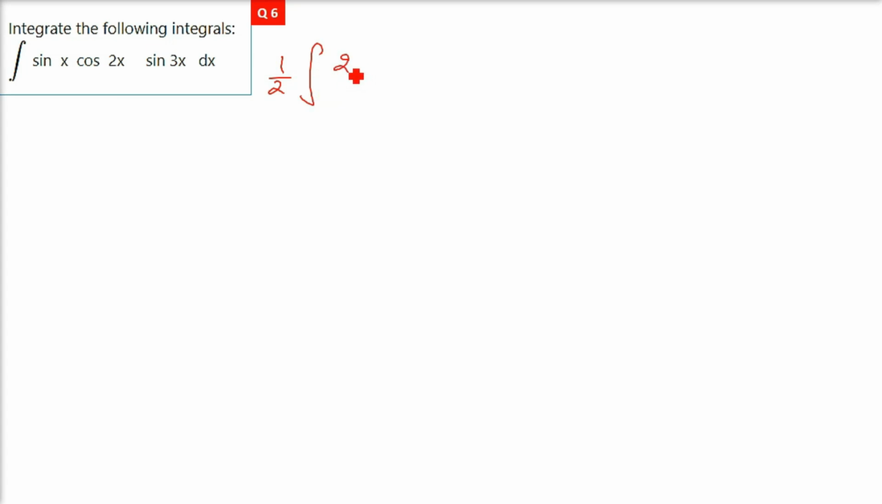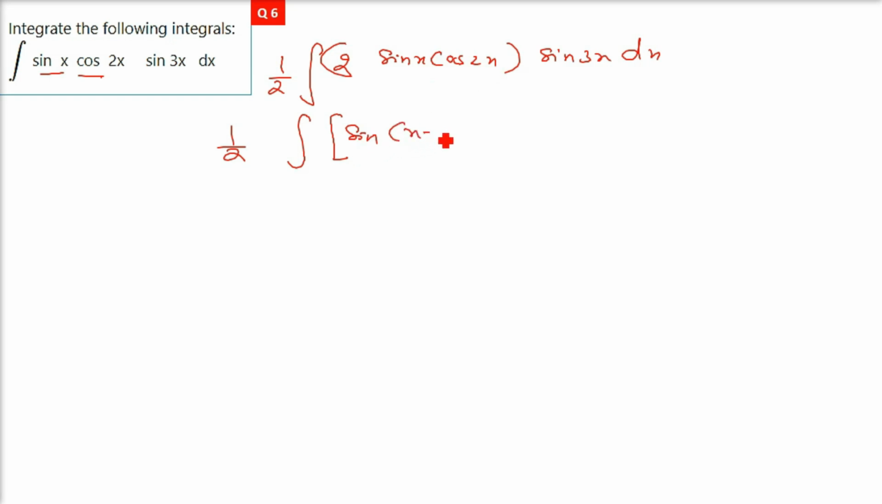This half, because 2 is included inside, because 2 multiplied and 2 divided. So you have 2 sine x cos 2x, then we have this sine 3x dx. 2 sine a cos b, where a and b are different. Half is already there, and integration of, I'm writing this inside, 2 sine a cos b. And then we have sine 3x also. We'll talk about it later.